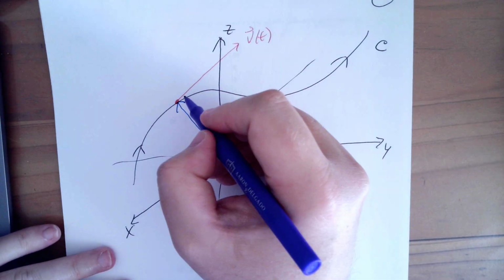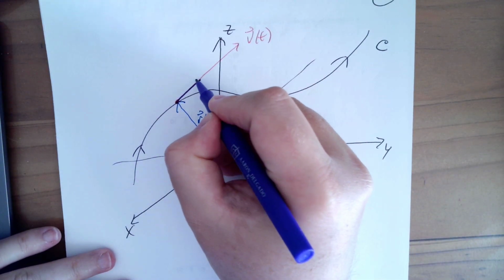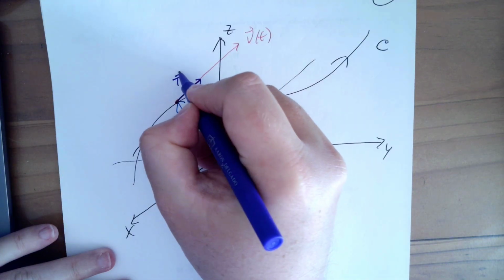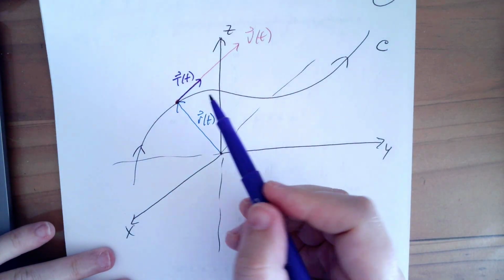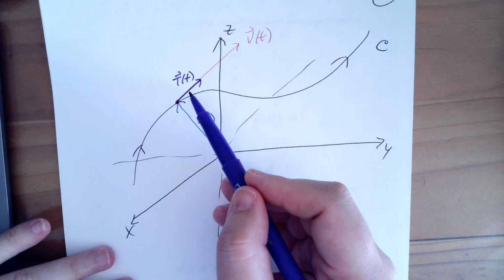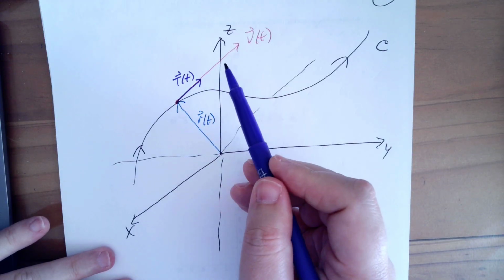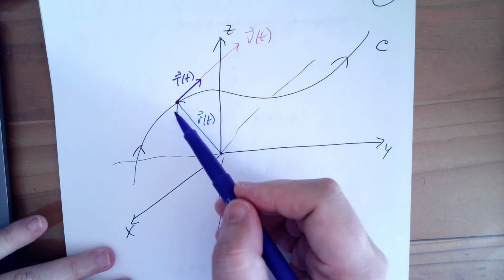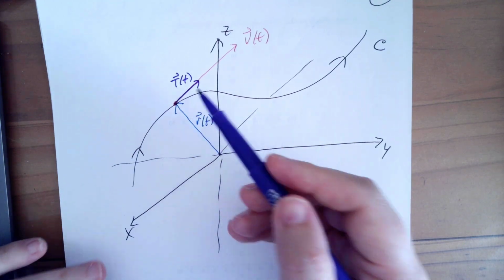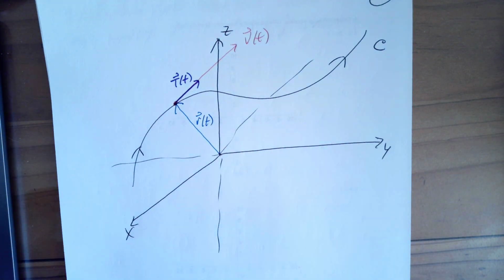Unit tangent vector will now look something like this. Again, these two vectors are scalar multiples of each other. They're going in the same direction, but this one has a magnitude of 1, and the red vector here has a magnitude of something other than 1.